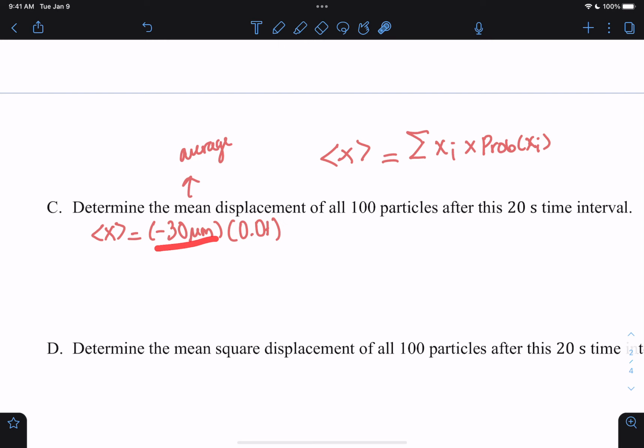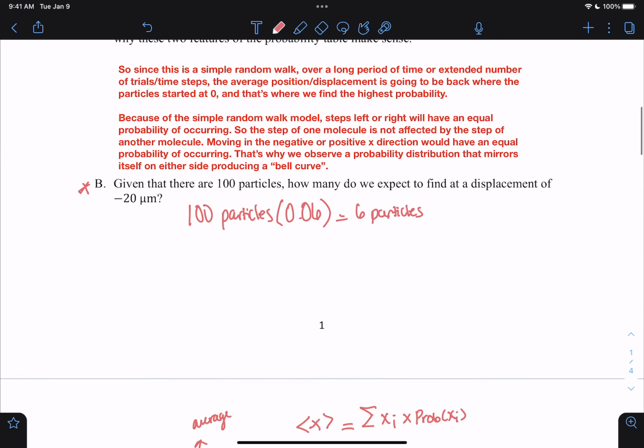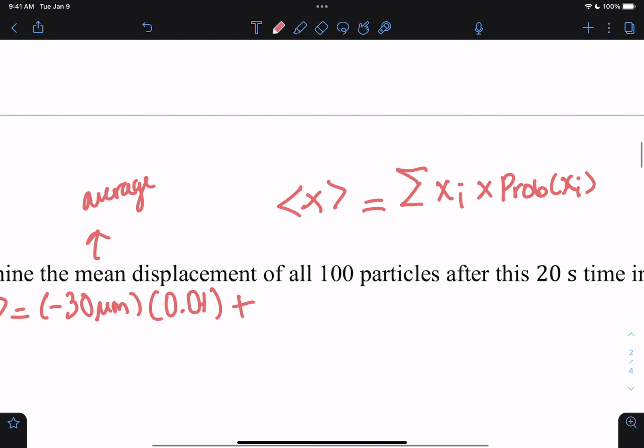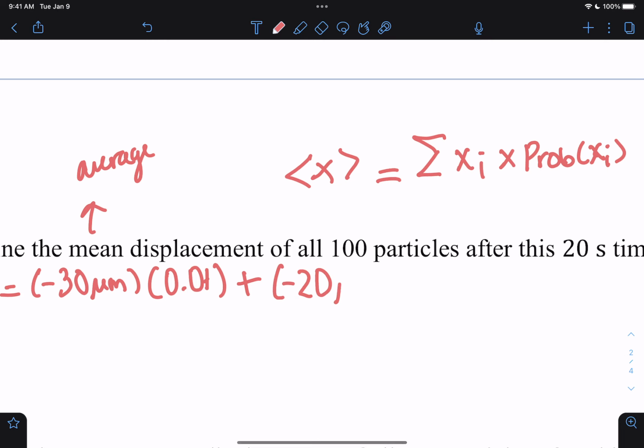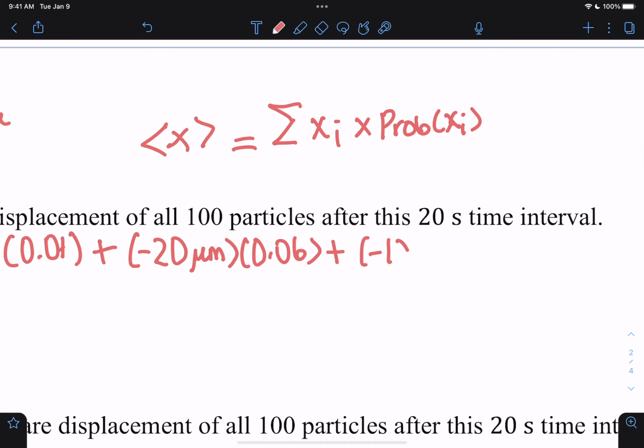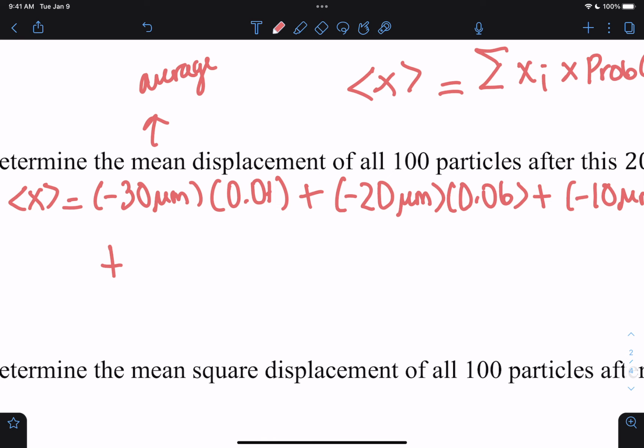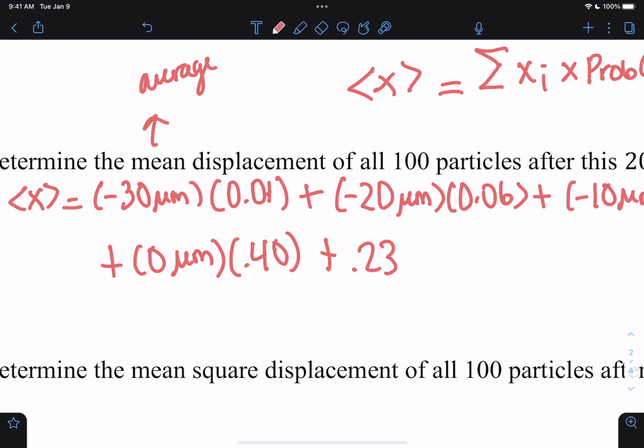We take the value negative 30 micrometers, multiply by the probability, which is 0.01, and then we add that to the negative 20 micrometer value times its probability, and that was 0.06, plus negative 10 micrometers, and that was 0.23, plus 0 micrometers, and that's 0.4, so that ends up being 0 anyway. Then we do that again, basically.